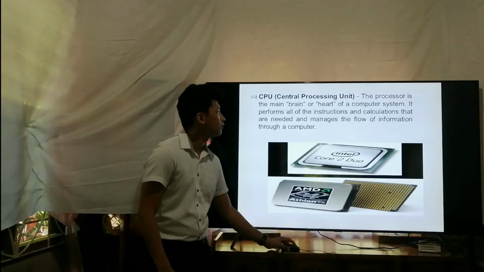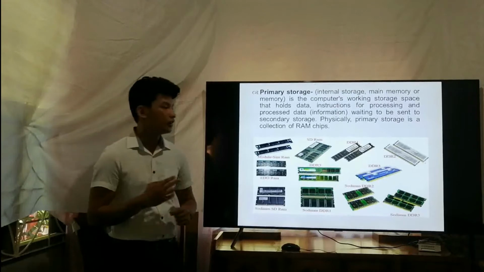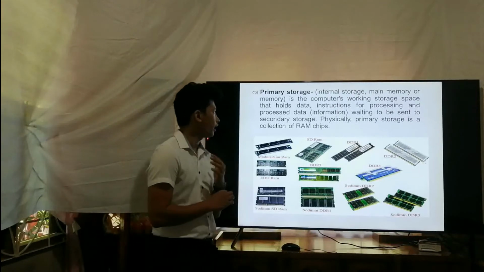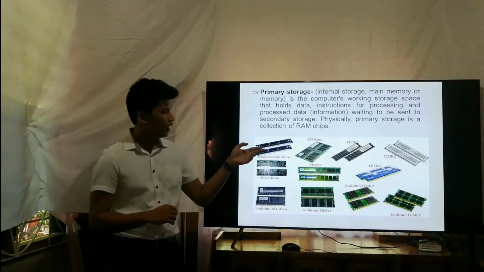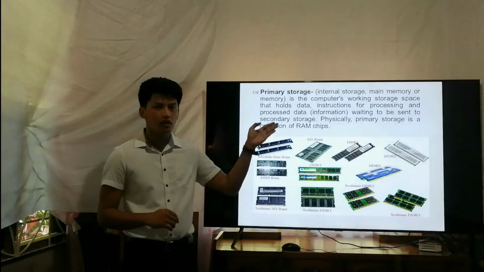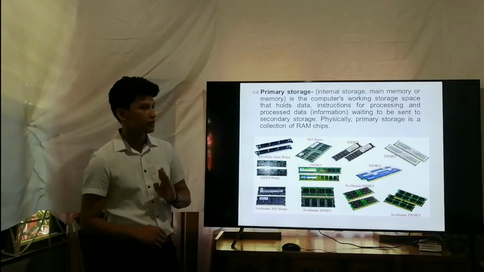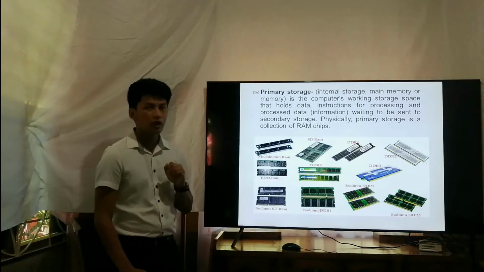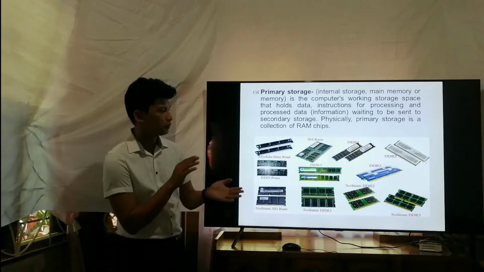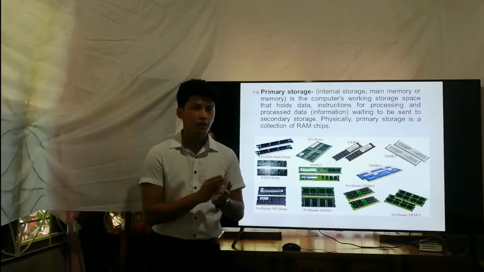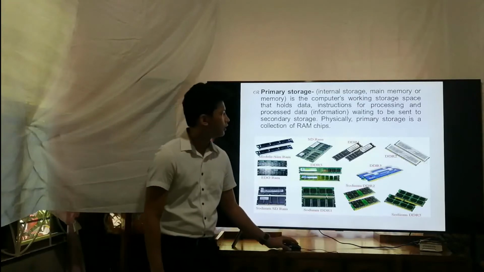Okay, so next one is primary storage. As we have discussed earlier, we have four primary storages. We have RAM, ROM, and so on. These primary storages are located inside the system unit. They will be put into the motherboard, or the main board, and they will be attached to the expansion slots and buses.